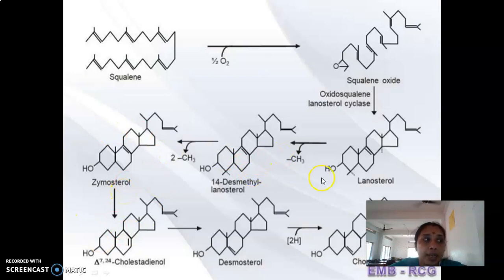Now, conversion of 14-desmethyl lanosterol to zymosterol is happening in the presence of NADPH, right? Because demethylation is happening, the removal of carbon dioxide is also taking place. The methyl groups are removed in the form of carbon dioxide. So these reactions and cofactors are required, and this finally results in the formation of the 27-carbon cholesterol. The last enzyme is delta 24 reductase.